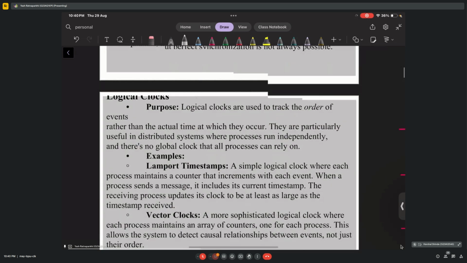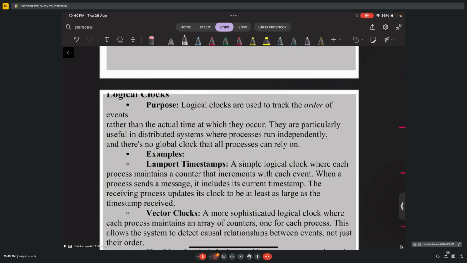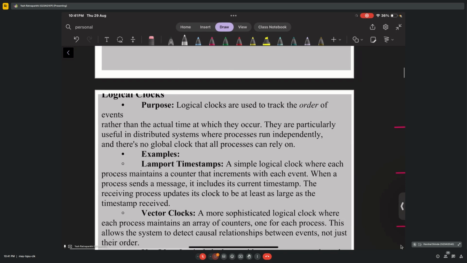Logical clocks are used to track the order of events rather than the actual time at which they occur. They are particularly useful in distributed systems because processes run independently and there is no global clock that all processes can rely on. I hope it is clear why we need logical clocks and what a logical clock is. There are two examples provided here: one is Lamport's timestamp, and the second is the vector clock, which will be described further.